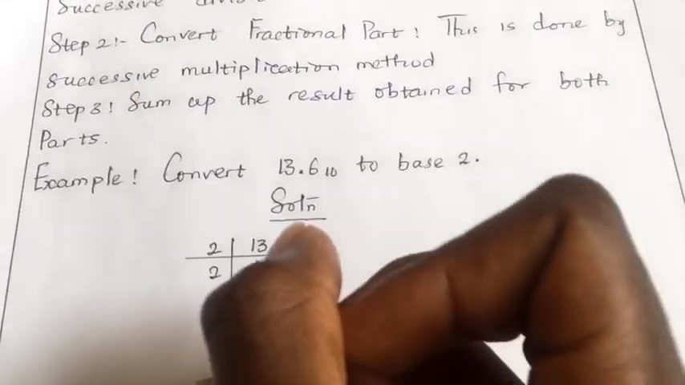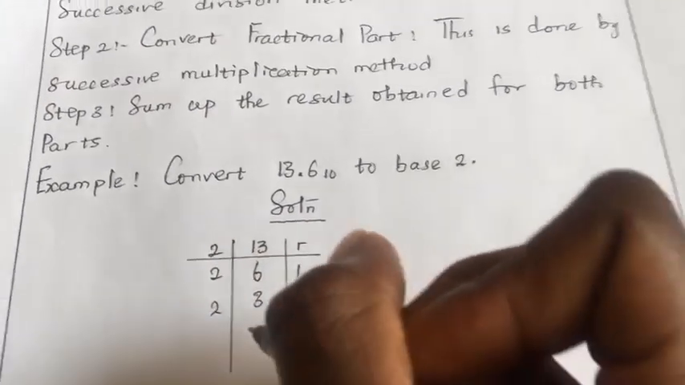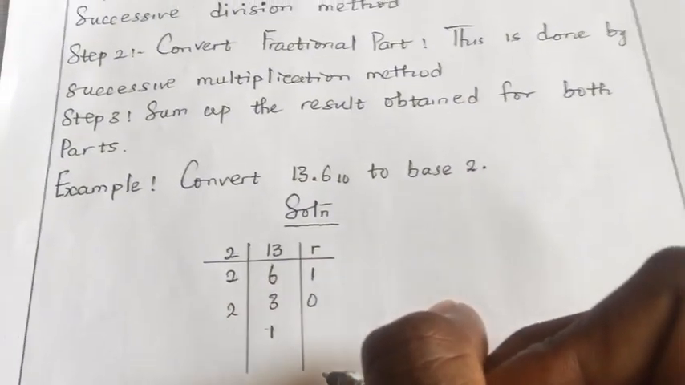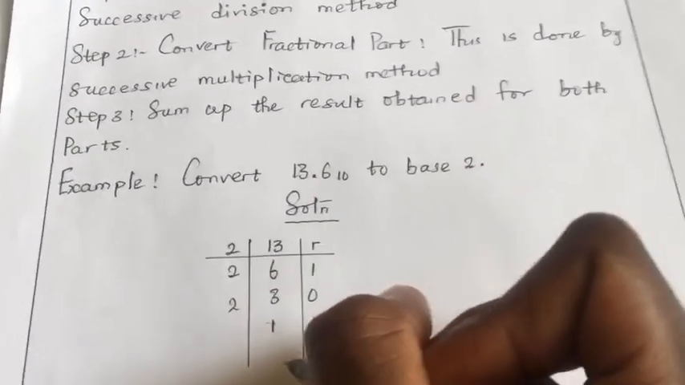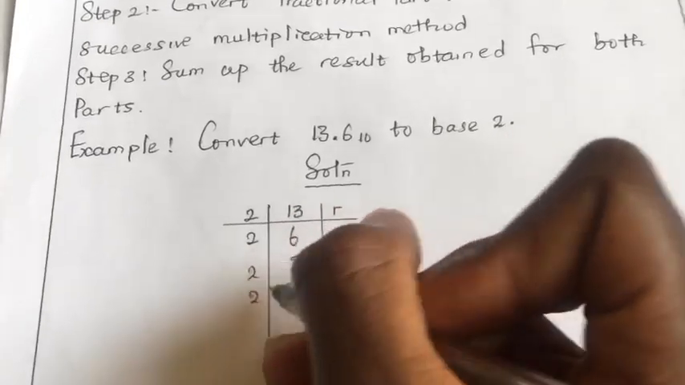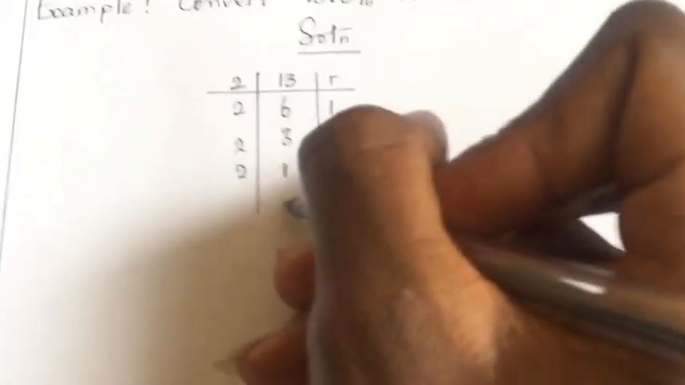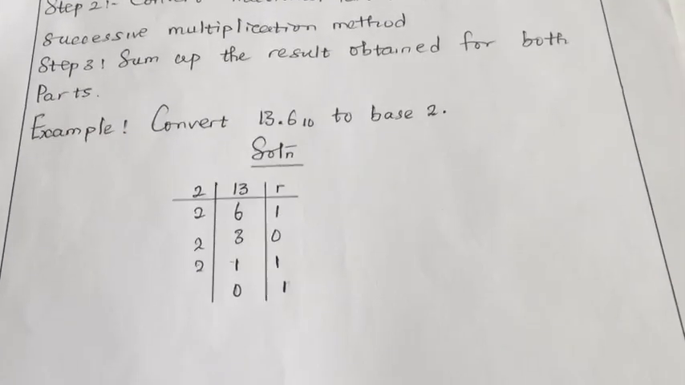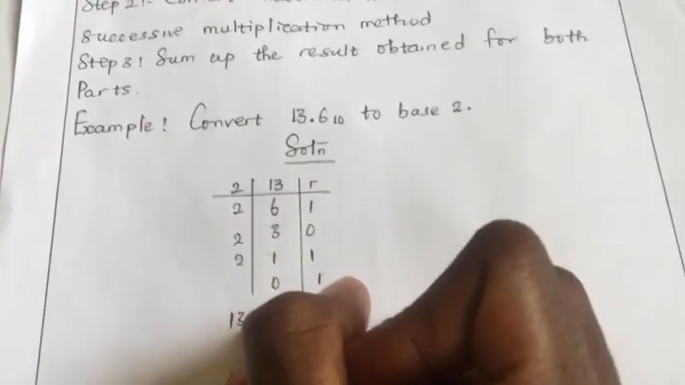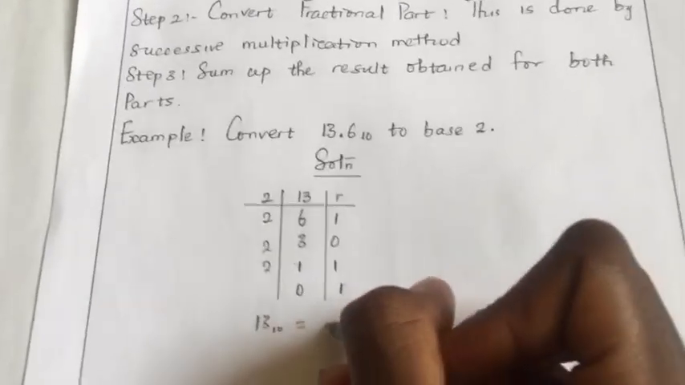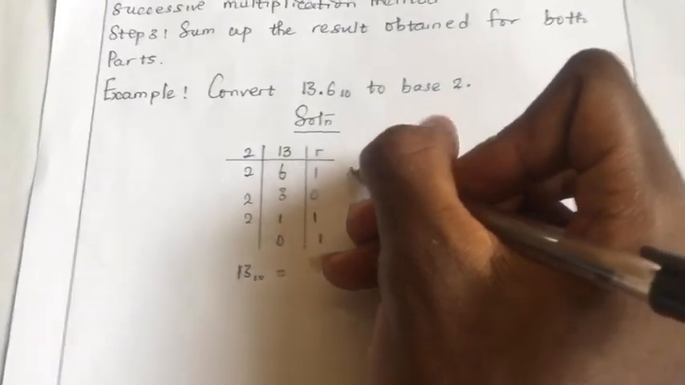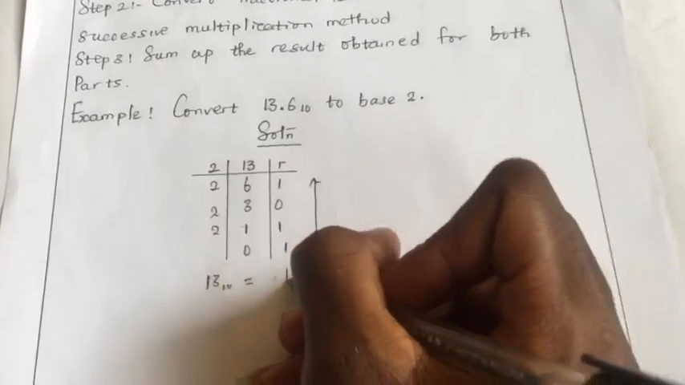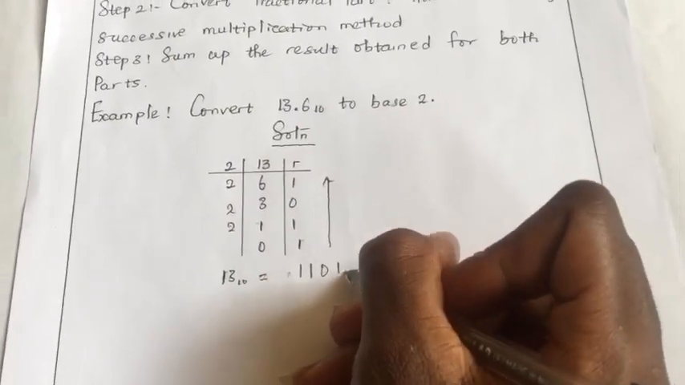We divide 3 also by 2. So 3 divided by 2 is going to give us 1. Our remainder is going to be 1. And we divide 1 also by 2. So 1 divided by 2 is impossible. Since it is impossible, we put back our 1 here. So since we've been able to do that, 13 base 10 is equal to, counting upward, 1101 base 2.